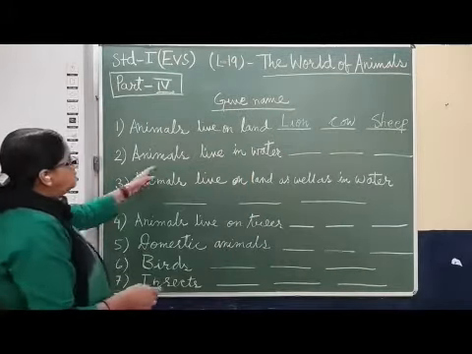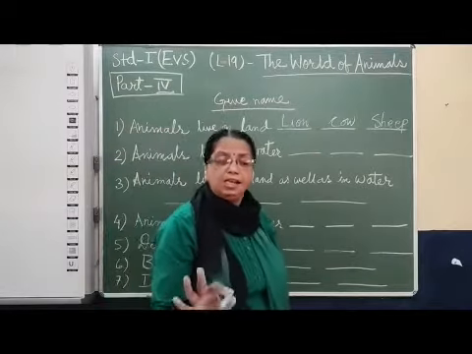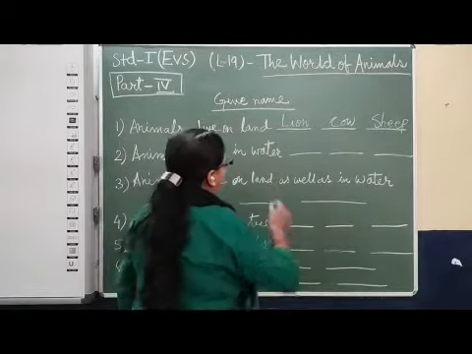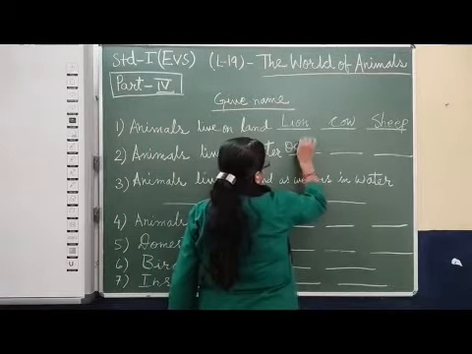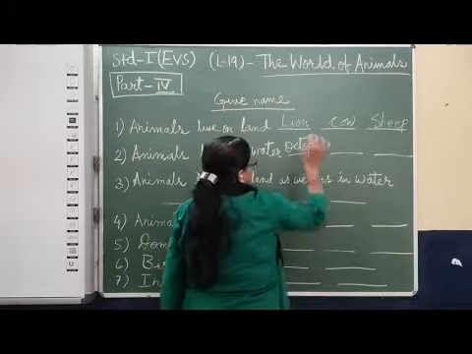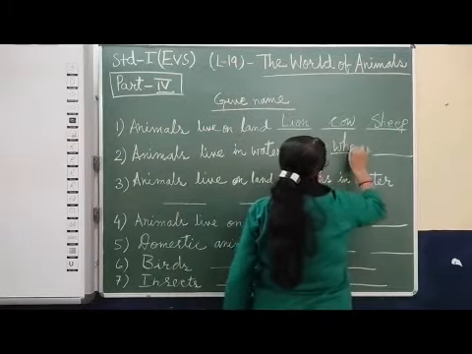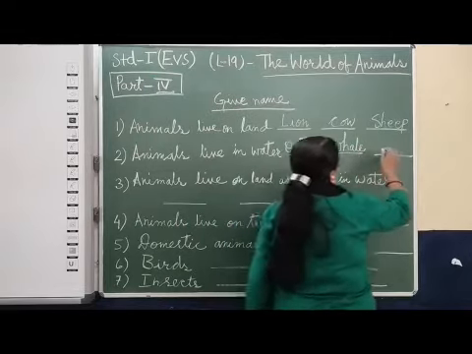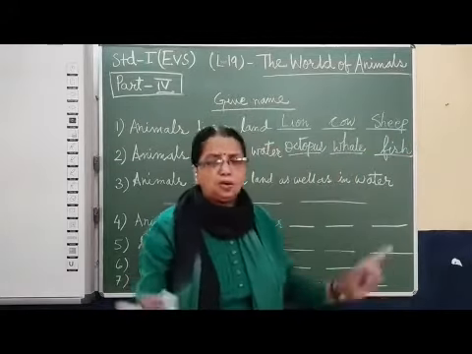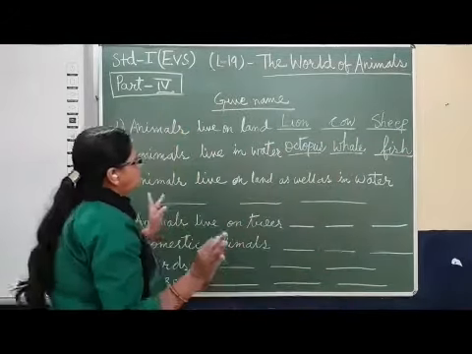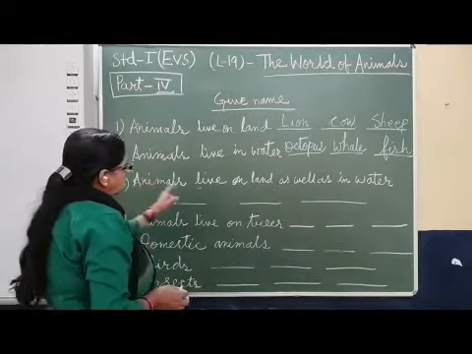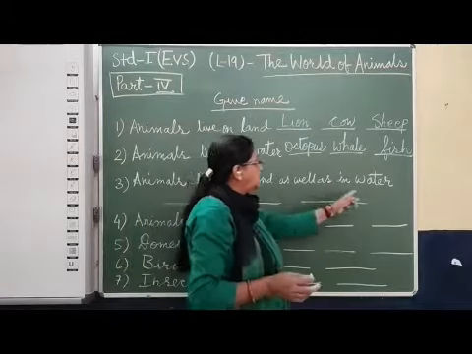Now come to animals that live in water. Only they can live in water. They cannot live on land or other places. So you can write octopus. Okay, octopus. Then whale. Then you can write fish. Any fish. Any three names we are writing because the places are very less, so we can write three names everywhere.